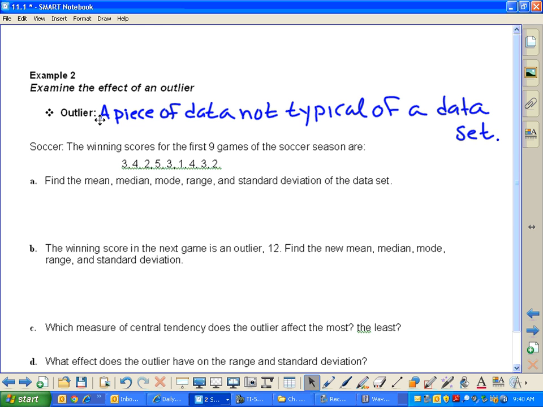All right, so now let's put the pencil to the paper, maybe do a problem or two. If you take a look here, we have a soccer team. I know I have some soccer people in here. The winning scores for the first 9 games of the soccer season are 3-4-2, 5-3-1, 4-3-2. You are going to enter those into your calculator. In part A, I want you to find the mean, median, mode, range, and standard deviation of that data set. I'm going to give you a second to do that to make sure that everybody in the room can make good use of their calculator. And then we'll go to the sticks. I want those answers.